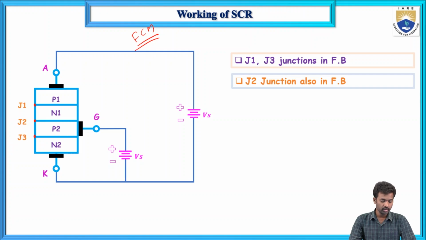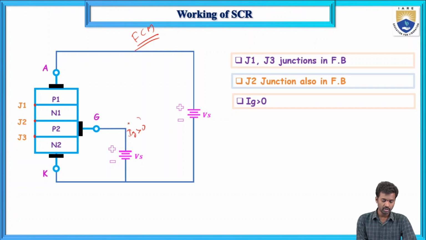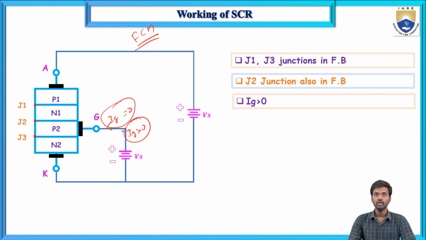Now when you give the positive gate pulse to this gate drive, an avalanche breakdown occurs at the J2 junction, and current flows from anode to cathode in this direction. IG must be greater than 0 when you give this amount of current. If it is 0, that is an open circuit, that is the forward blocking mode. So in this way current flows.